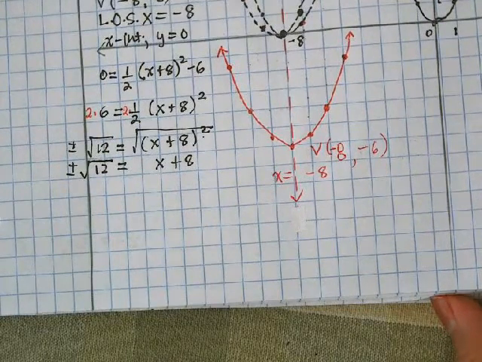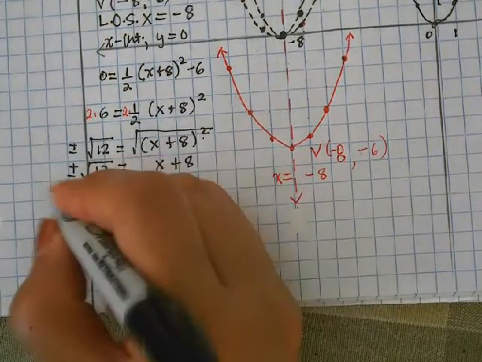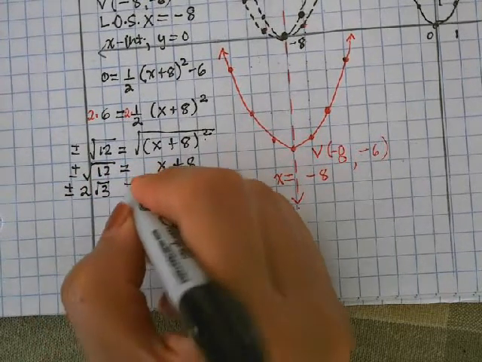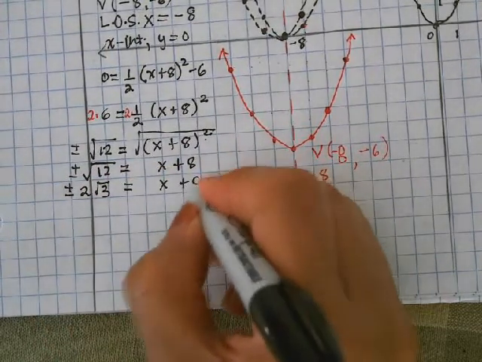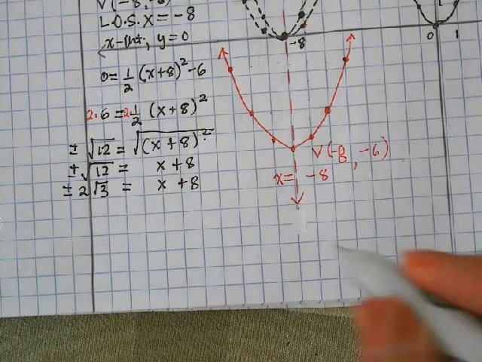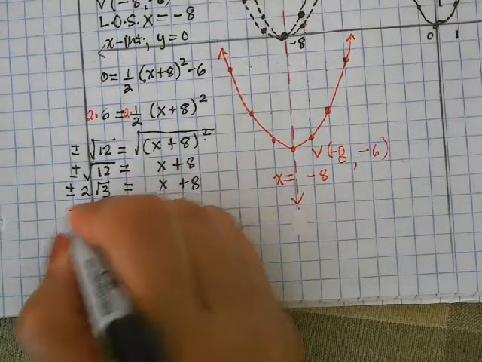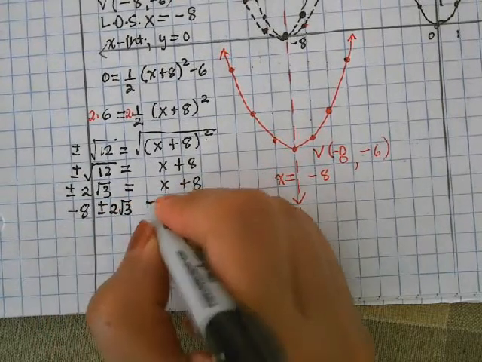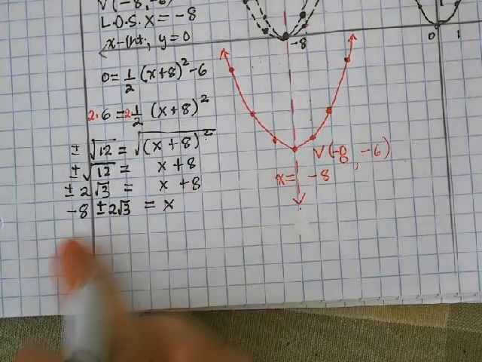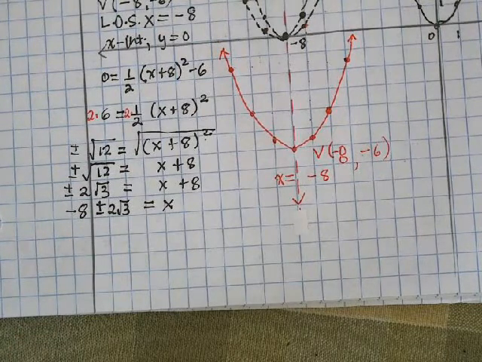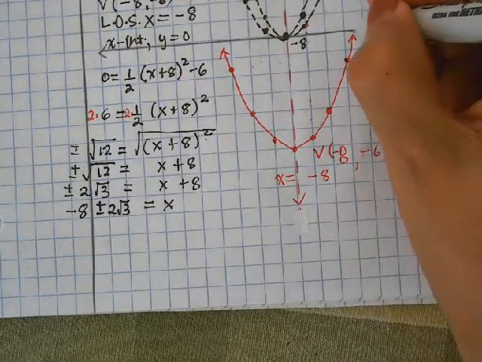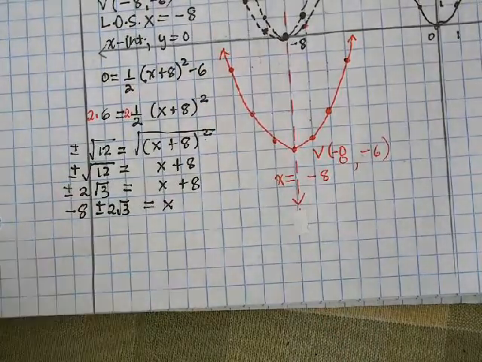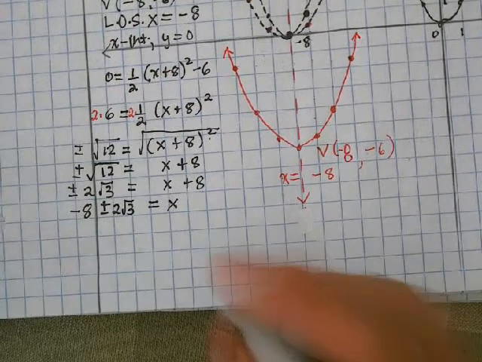Try that, okay? So what is the square root of 12? Plus and minus 2 square root of 3 equals x plus 8, and then we move the 8 to the other side. So that will be -8 plus and minus 2 square root of 3 equals x. And then get the value of this by calculator. Okay, and you will know your x-intercepts here and there. Okay, and let's go for our y-intercept.